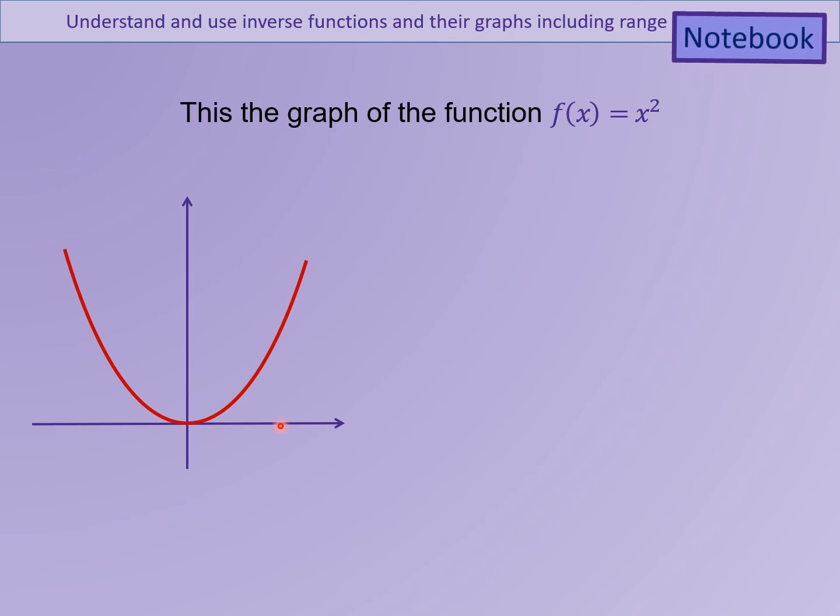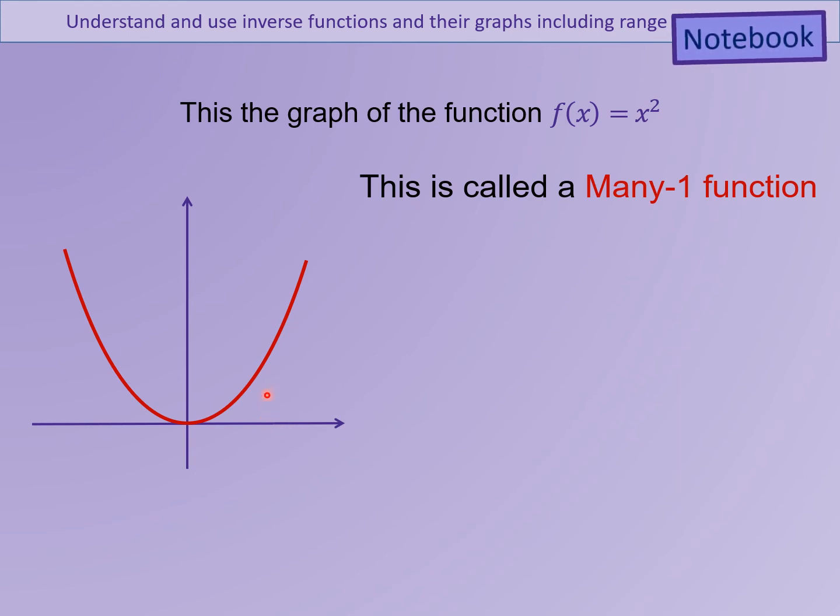Now this graph is not a one-to-one function. And the reason why it's not a one-to-one function is because when you put a value into it, say for example number 2, the answer I'm going to get out is 4. So I put the number 2 into it and I get an answer of 4. But that's not the only value that gets me 4, because minus 2 can also get me 4. So it is not a one-to-one function.